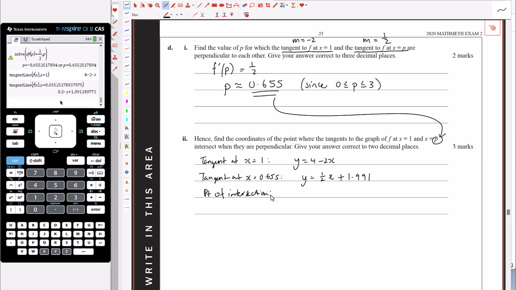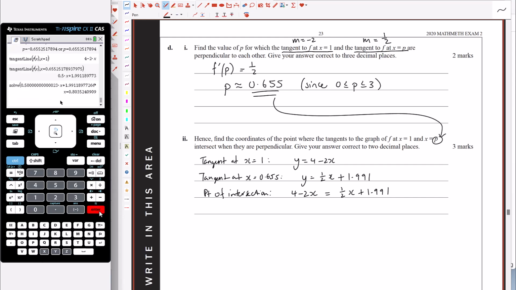Okay, so we want the point of intersection. So I'm going to solve those 2 equal to each other. 4 minus 2x equals 1/2 x plus 1.991. So in my CAS, I'm going to be solving that equals that for x. And we want 2 decimal places, so that gives us x is 0.80 to 2 decimal places.